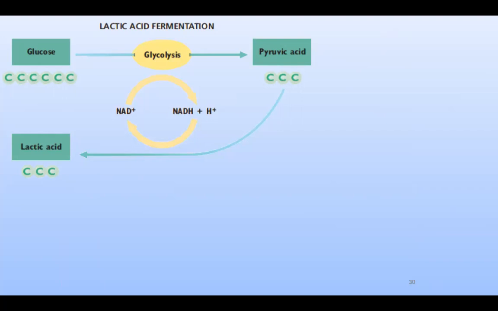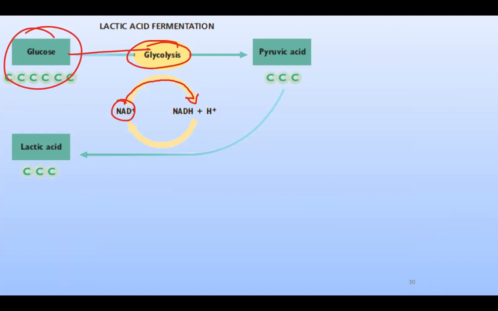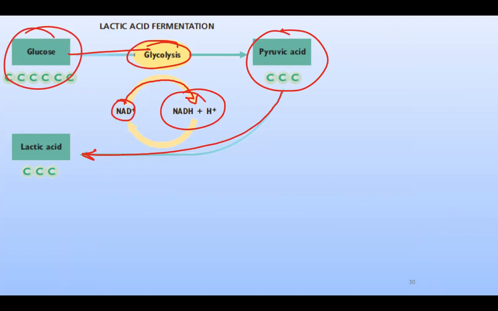So let's look at how this works. Again, starting with glucose, going through glycolysis. In glycolysis, you take NAD+ and you reduce it to NADH and a proton, okay? And you get pyruvic acid. During lactic acid fermentation, pyruvic acid is going to be converted into lactic acid by oxidizing NADH and the proton and reducing pyruvic acid to lactic acid. So pyruvic acid is going to be reduced, and these two are going to be oxidized back into NAD+. And this is the whole point, okay?